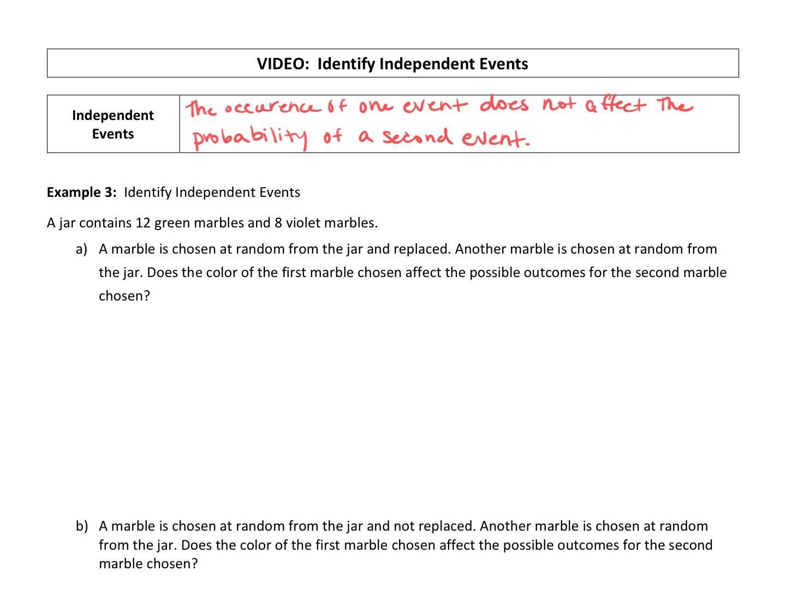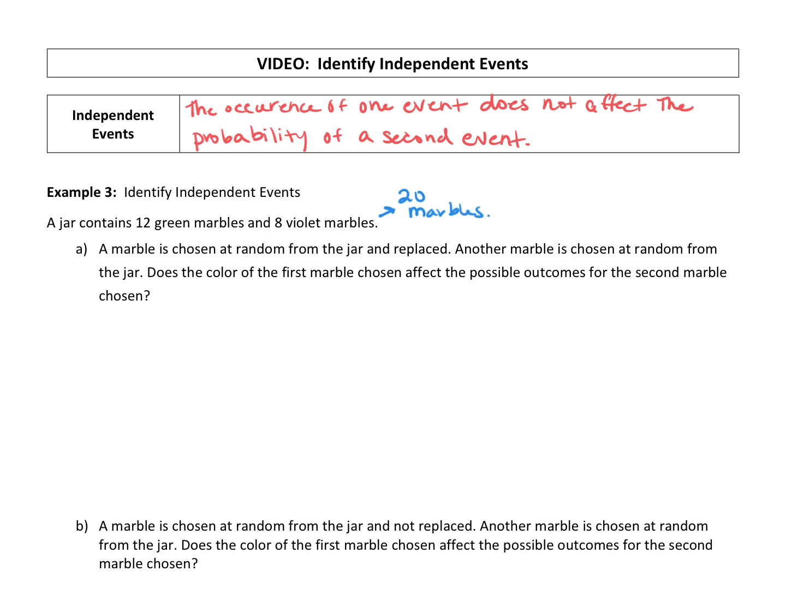All right, so our example, we've got a jar that contains 12 green marbles and 8 violet marbles. It's always nice just to do a little prep work and say, all right, so that means that we have 20 total marbles. Anytime we get into probabilities, we always need that total.